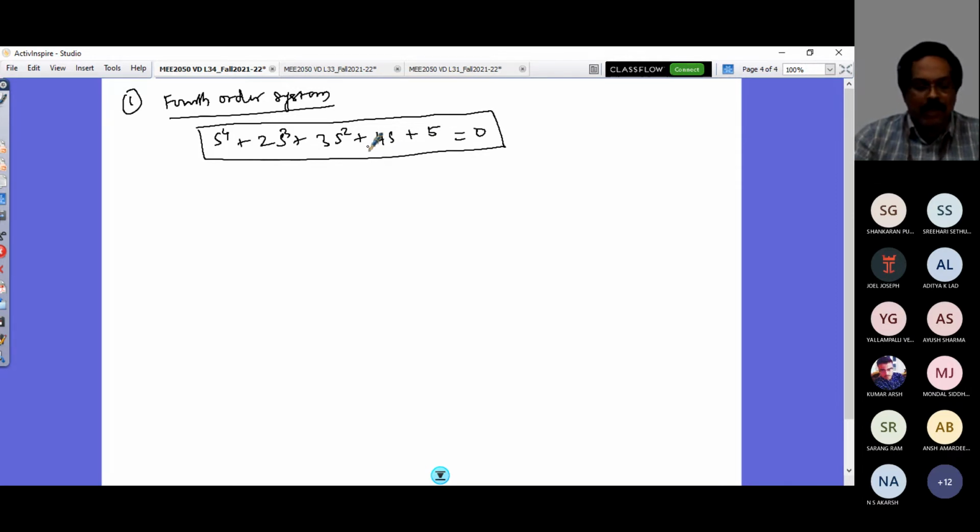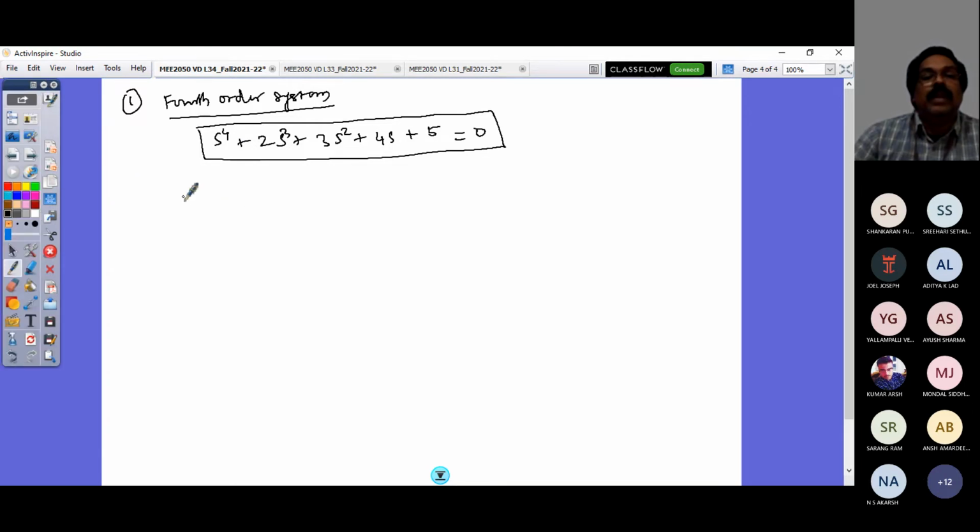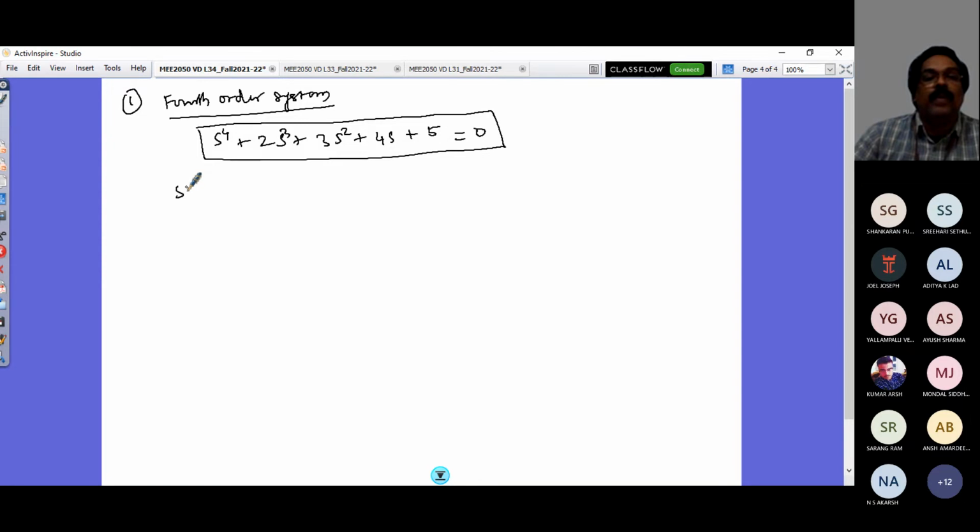But you should analyze it. You have to ensure it. So it's not sufficient to comment on that. So what am I going to do? I'm just going to take now this array: s power 4, s cube, s squared, s power 1, s naught. So it's a fourth order system. I have now n plus 1 terms, that is 5, and the corresponding rows.